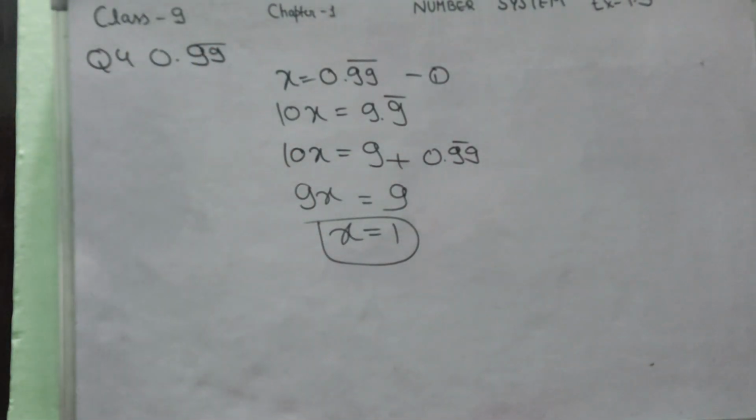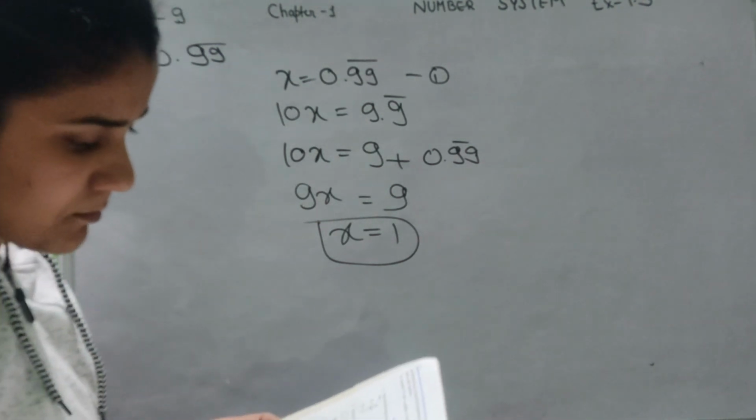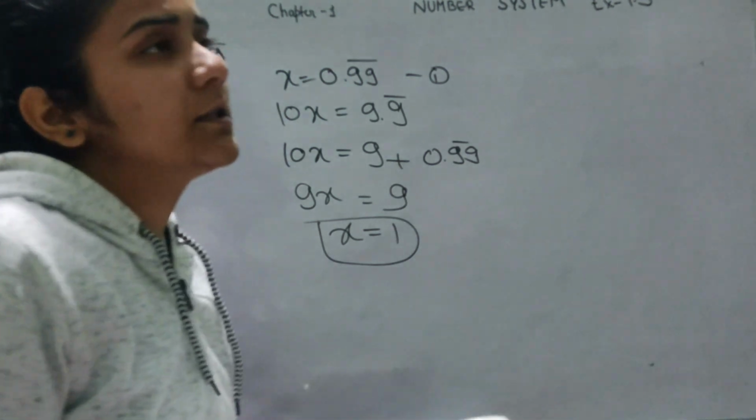Coming on to question number 5: what can be the maximum number of digits in the repeating block? This is 1 upon 17.